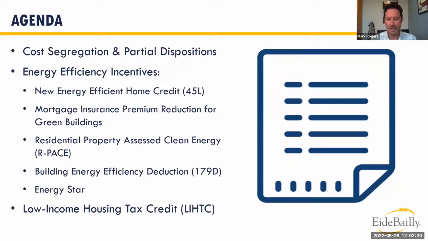And here are the topics we will touch on today. Cost segregation, partial dispositions, a lot of energy stuff: 45L, MIP, R-PACE, 179D, and Energy Star, and we'll clean up with the low income housing tax credit.